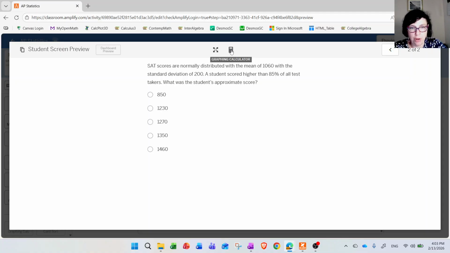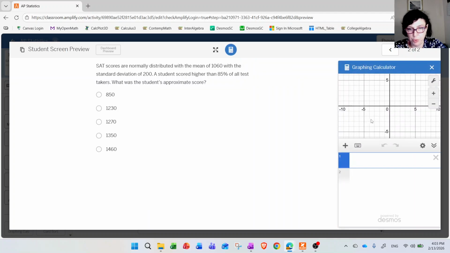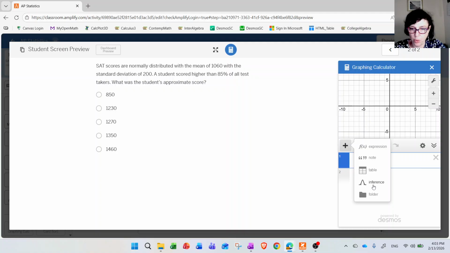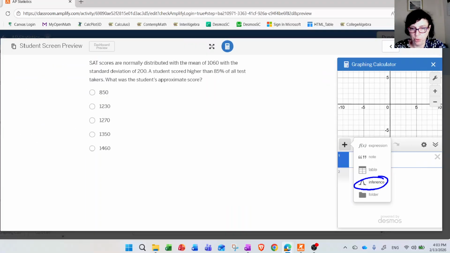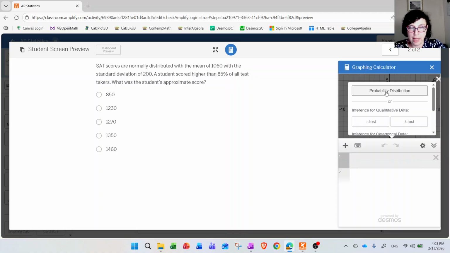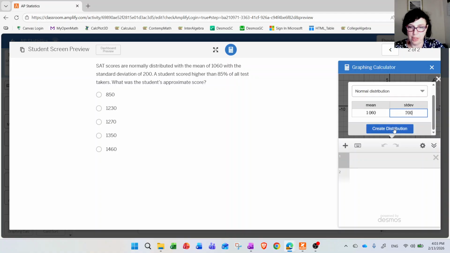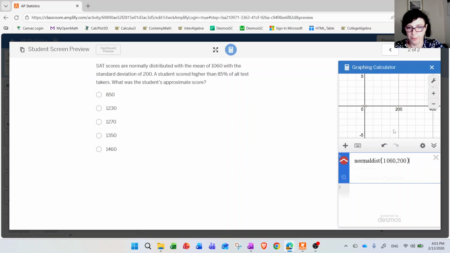First, we're going to click on the graphing calculator, and you will see it looks exactly the same. You're going to click on the plus sign over here, and then click on inference. That's your next step. The next step is to figure out, okay, what probability distribution am I using? Well, it's obviously normal. When you click on probability distribution, the default is normal. Next, we are going to enter the mean and the standard deviation. After that, we click on create distribution.